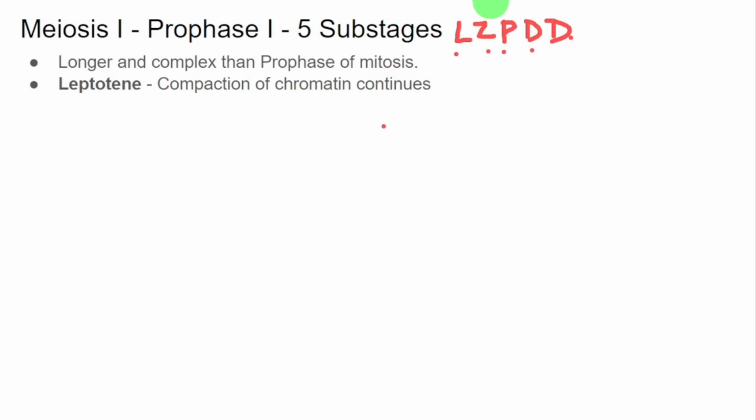So leptotene means compaction of chromatin just begins. So they are very thin structures. Normally we show chromosomes this way, thick structures, right? And with the sister chromatids. But here the compaction has just started. So chromatins are still thin, and lepto means thin strands. So the highlight of leptotene will be that compaction of chromatin continues.